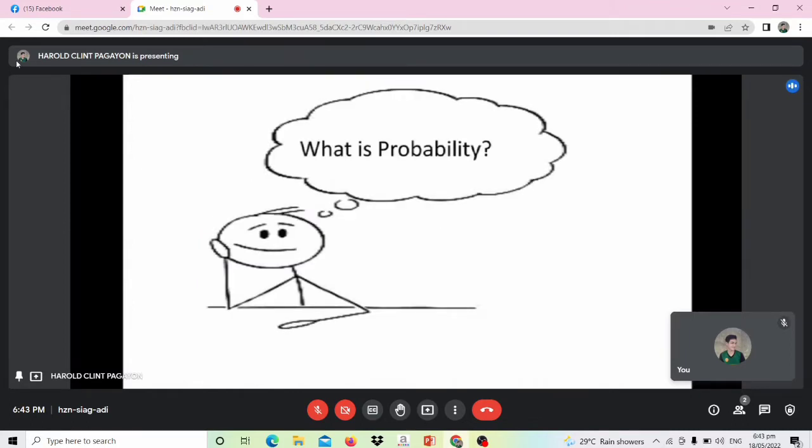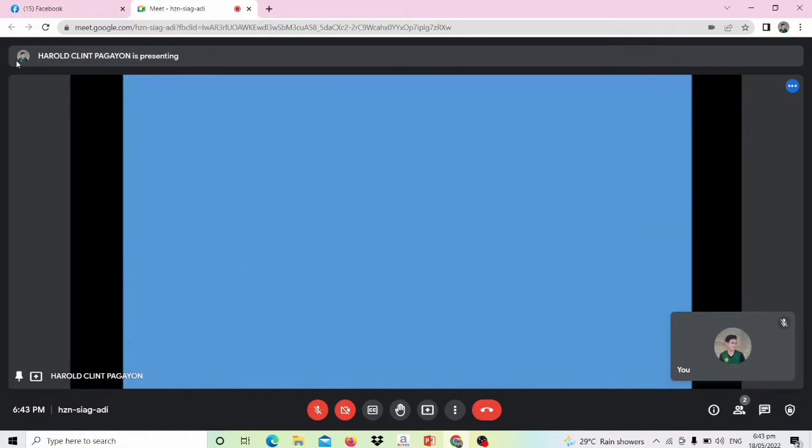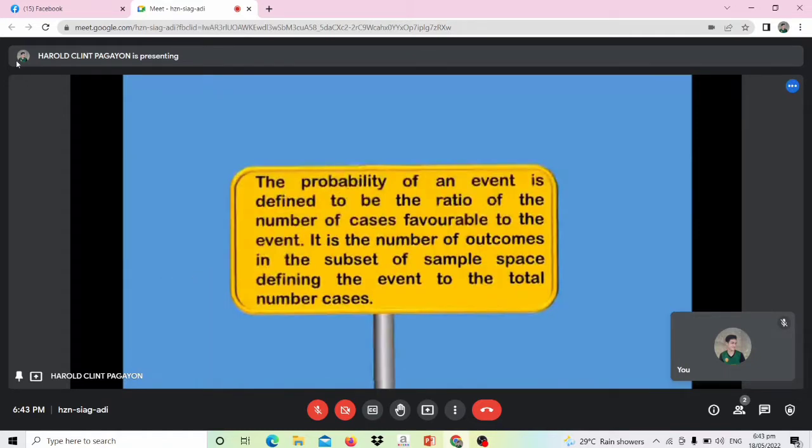So what is probability? The probability of an event is defined to be the ratio of the number of cases favorable to the event. It is the number of outcomes in the subset of sample space defining the event to the total number of cases. That's the probability.